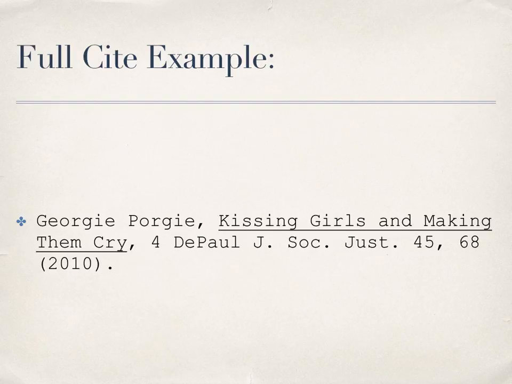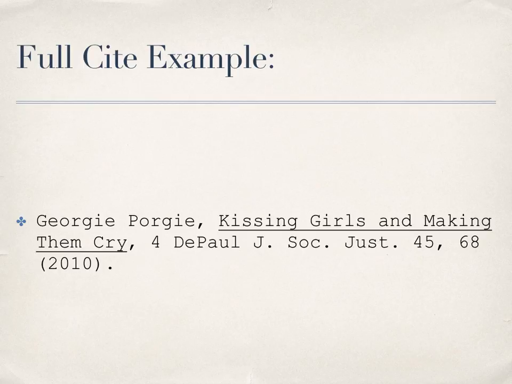45 refers to the page of this volume where this article began, so that needs to go in just like the first page of our cases. I put a comma in, and then I put my specific pin site page number, which in this case was 68. The year of publication goes in parentheses, much like the year of a decision goes in parentheses, or the year of publication of a book goes into parentheses.